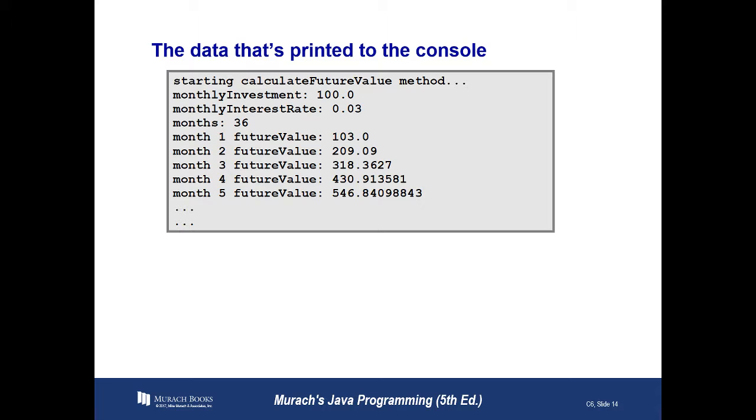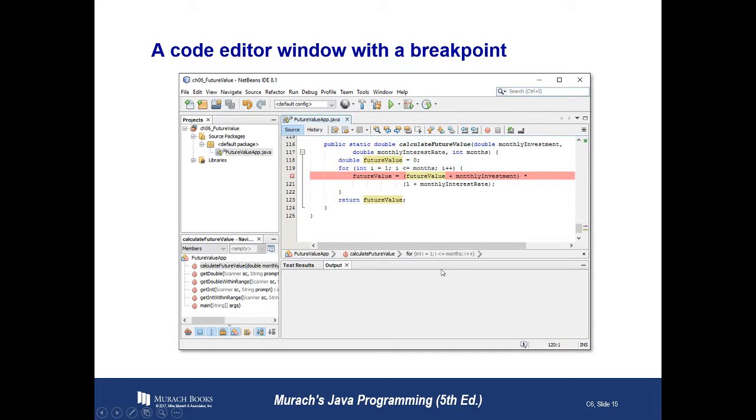Here's the data that's printed out to the console. We can see what's happening with each month. Now, another way that we can do some debugging and see what's going on is by using the debugger in our IDE. And of course, we're using NetBeans as our IDE, so we can look at the NetBeans debugger, but most IDEs include some sort of built-in debugger, and they're super helpful. And what we can do is set a breakpoint, and a breakpoint is a place where we want our execution to stop momentarily.